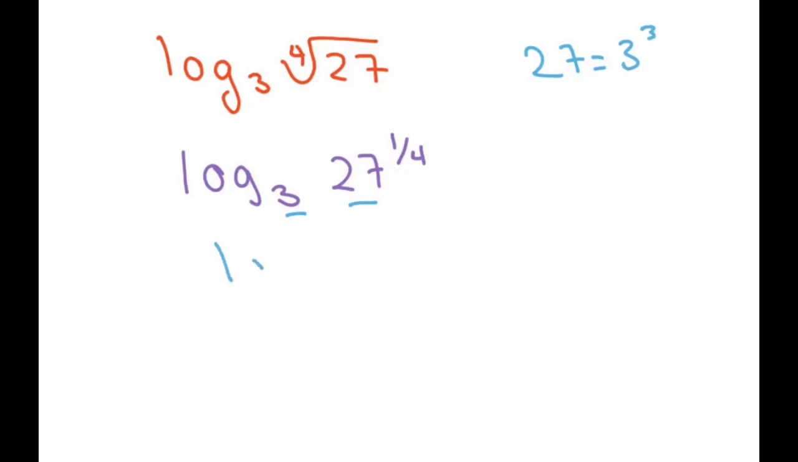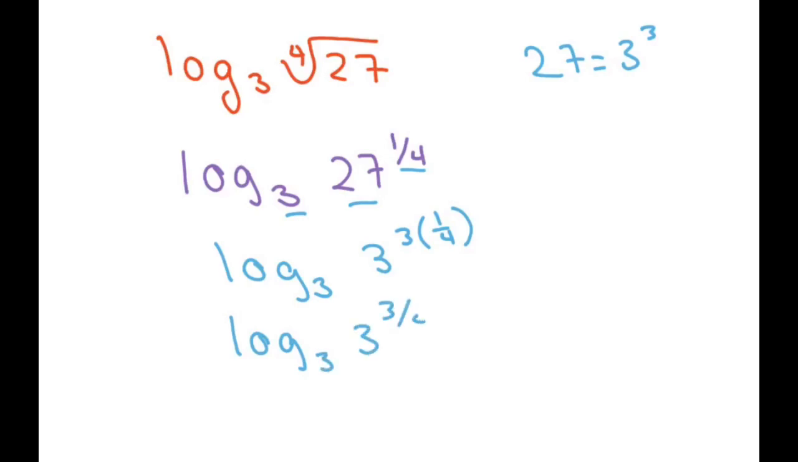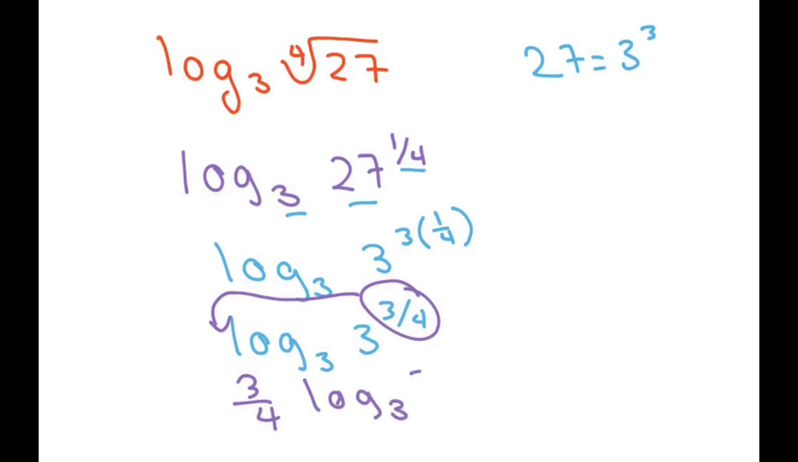So I'm going to write this as log base 3 of 3 cubed, and I just multiply that by the 1/4, whatever's up in my power. Now, that's going to be log base 3 of 3 to the 3/4. Bring the 3/4 in front, so you get 3/4 times log base 3 of 3. Log base 3 of 3 is just 1, so my final answer is 3/4.